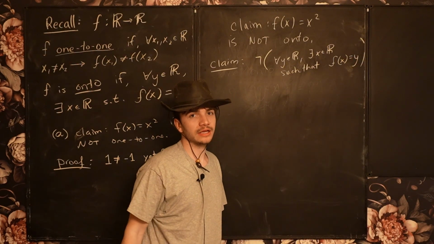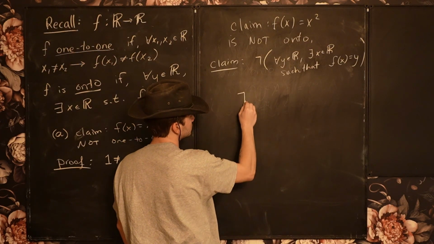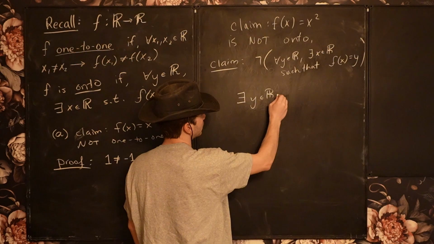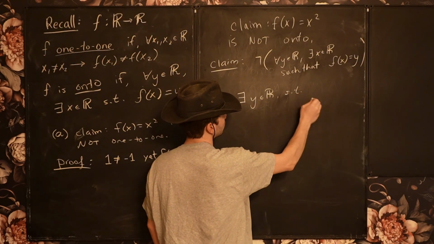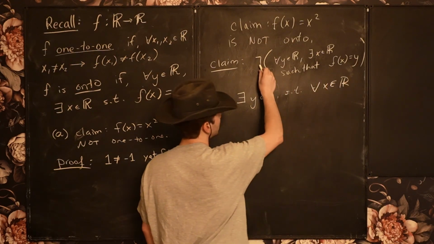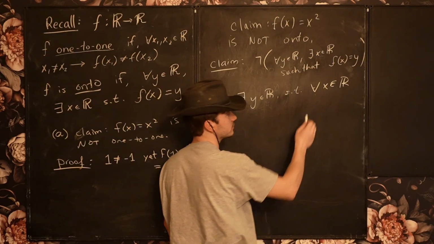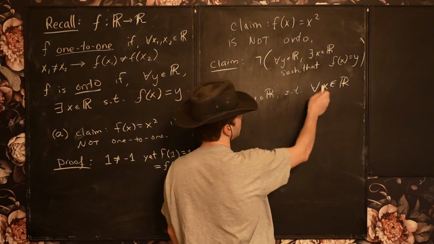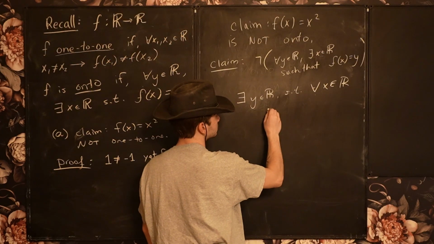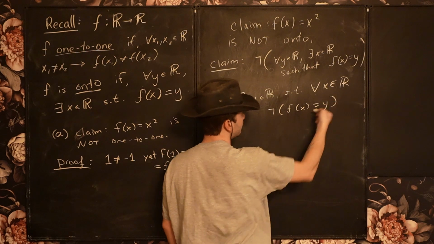Okay, so to take the negation of the statement, I'm going to first bring the negation inside the for all. It's going to flip it to an existence. So this is there exists y within R such that for all x in R. So now I bring the logical negation inside of the existence symbol, and that flips it to a for all symbol. So for all x within R, and then I negate the final claim. So negation of f of x equals y.